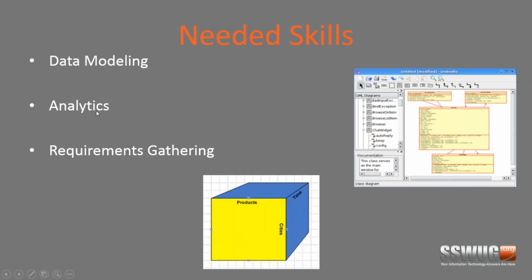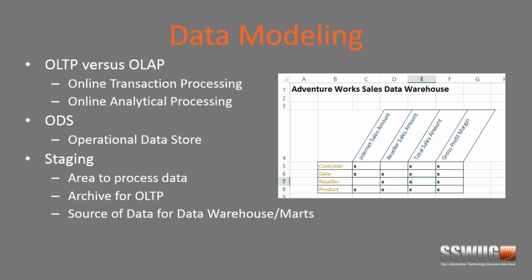What we looked at with Tabular is kind of the precursor of doing analytics. We saw gross profit margin computed in there, and you really could take any calculation you want and place it in a tabular model or a cube. There's lots of requirements gathering that you're going to have to do. In the data modeling world, you'll learn the difference between a transaction processing and an analytical processing database.